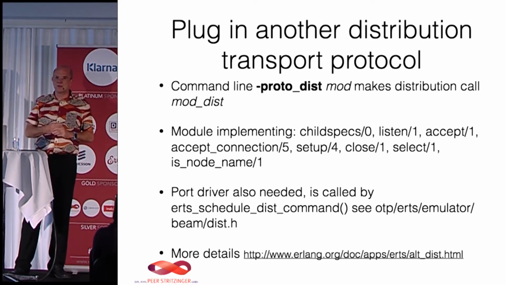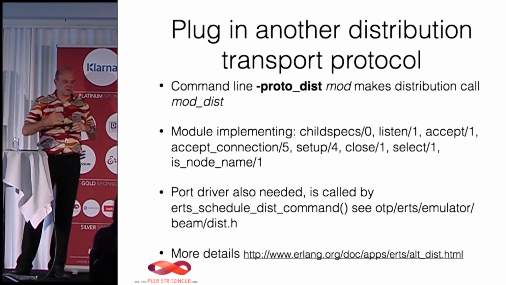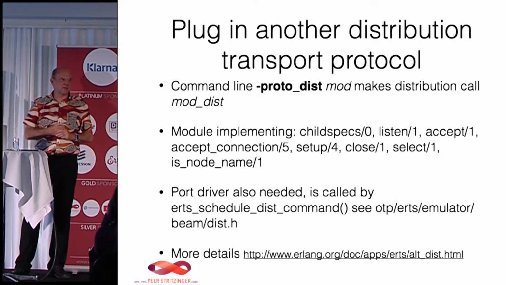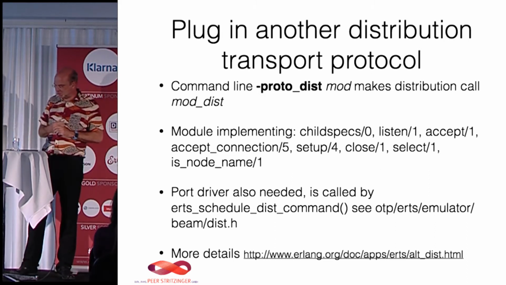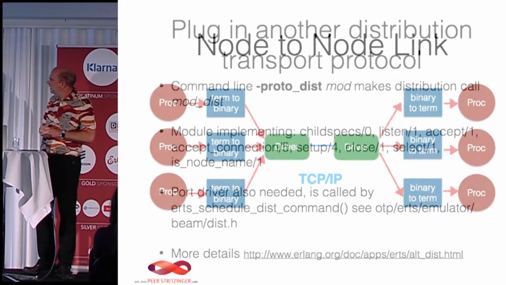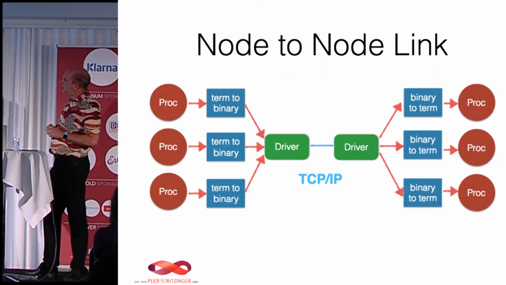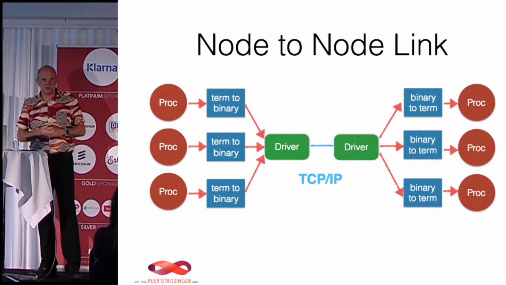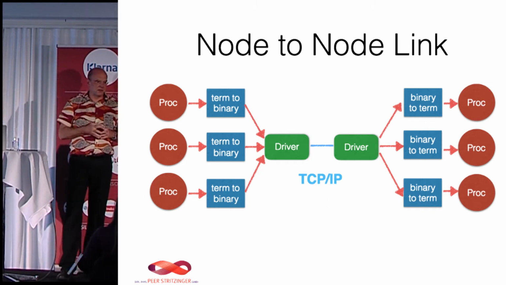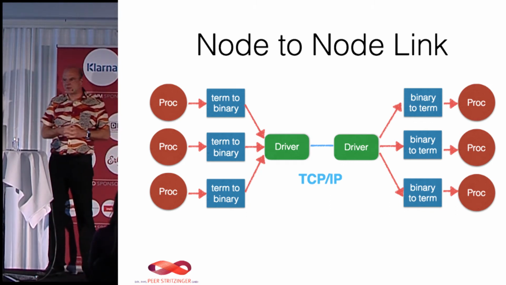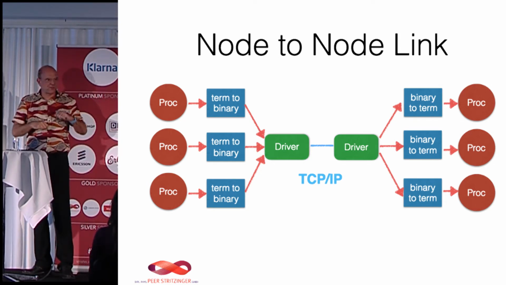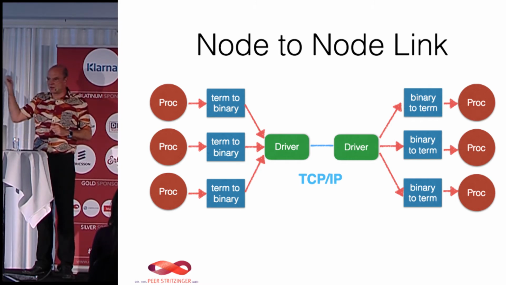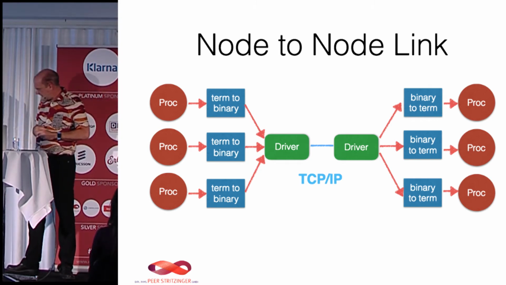So this area might need to be made easier for people to plug things in, because you don't hear very often that people actually plug in their own distribution protocol, and there might be a reason for that. Since I want to fix it, I had a look at the source code of the Erlang runtime to find out how it works, how we get these messages transparently from one process on one node to another process on another node.